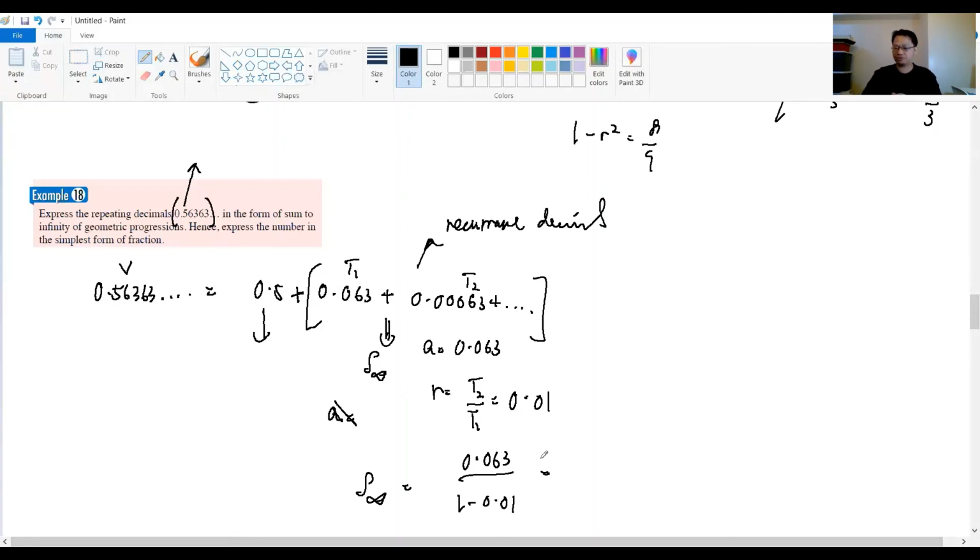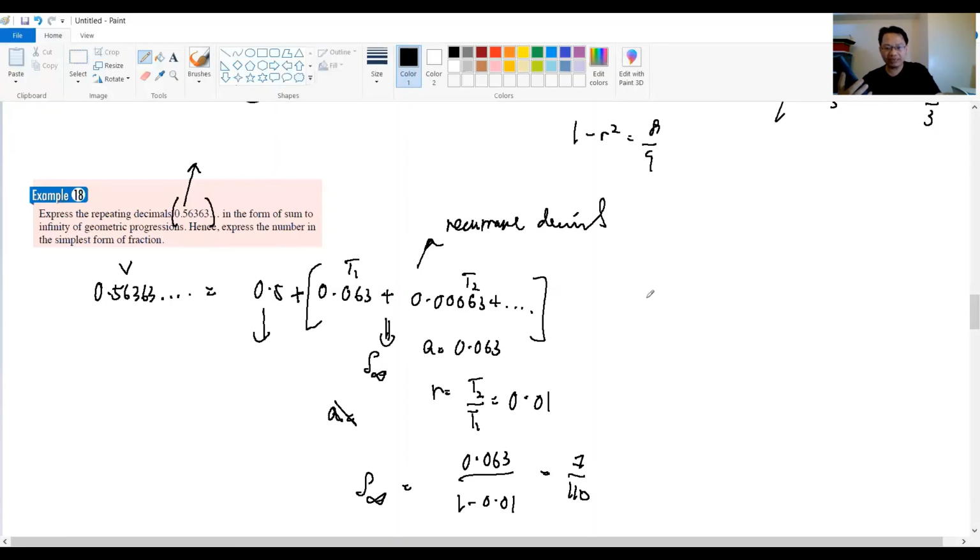Then how much are we supposed to get here? So 0.063 divided by 1 minus 0.01. So the answer you are supposed to get from the calculator is 0.0636363. So just press the ABC button, then it will change to become 7 over 110.